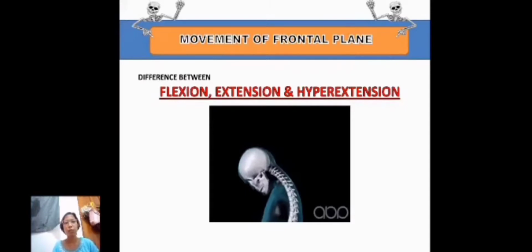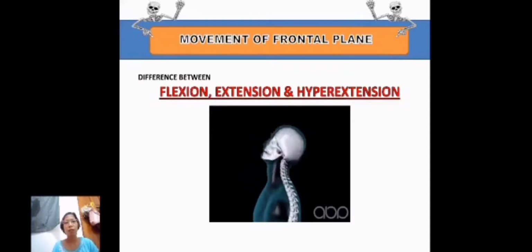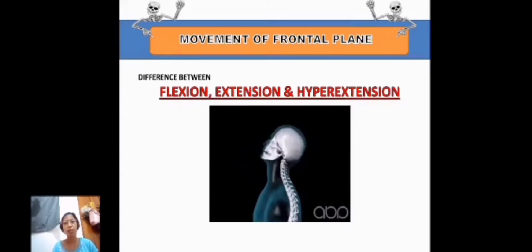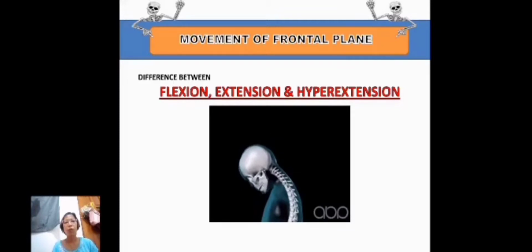Okay, let's proceed to the movements of the frontal plane. Let us know the difference between flexion, extension, and hyperextension. When we say flexion, it is the decrease of the angle of the joint. When the skeleton moves his or her head down, it is flexion. When he moves his head up, it is extension. Extension means the increase of the angle of the joint. When we say hyperextension, the skeleton moves his head up beyond the normal movement of the joint, like this one.